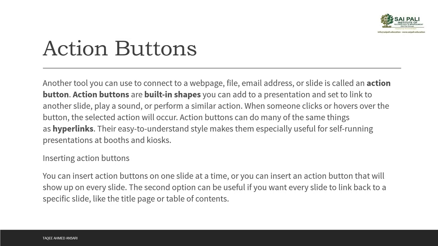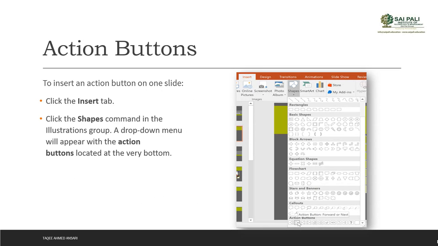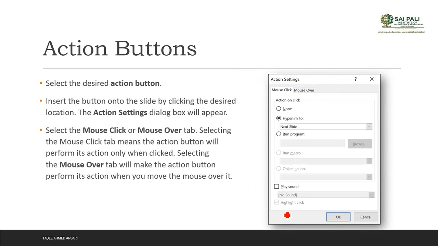Now for inserting the action button, you can insert it on one slide at a time, or you can insert it in all the slides by using the slide master view. We'll go to the Insert tab, in the Shapes command drop down. You'll see all the categories here, but at the end of those categories, you will see this action button category where you have some predefined shapes to choose from. So you can choose whatever you want, and then you draw it in your presentation slide, and when you draw it, it opens the action settings.